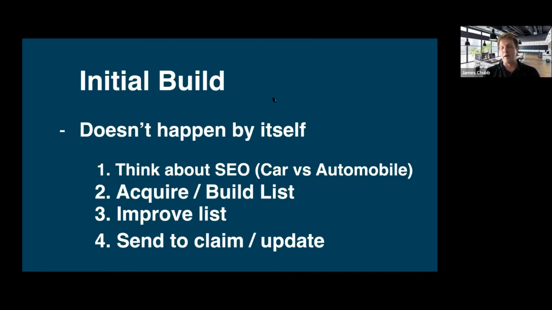One thing to keep in mind is thinking about SEO for your categories especially, but really your whole site, as you're building your data. Different keywords that may be synonymous, like car and automobile, have very different traffic. You should acquire a list, or build it, and then improve it after you get the initial list. After that, you send emails and contact people to claim their listing and update it themselves. That's the general model for the initial build.